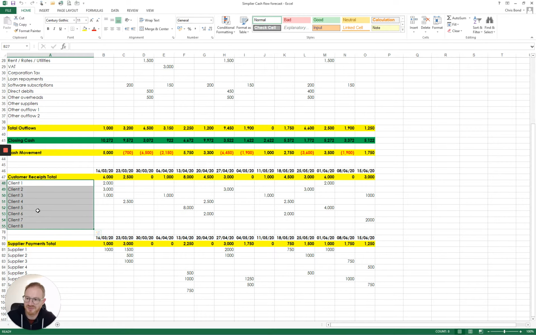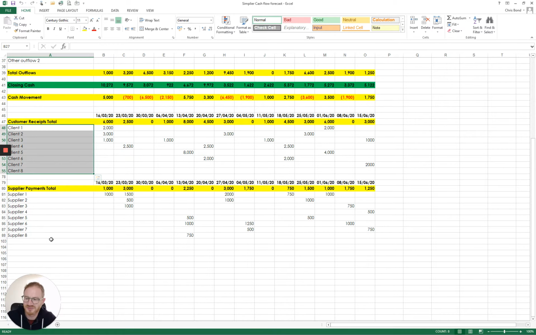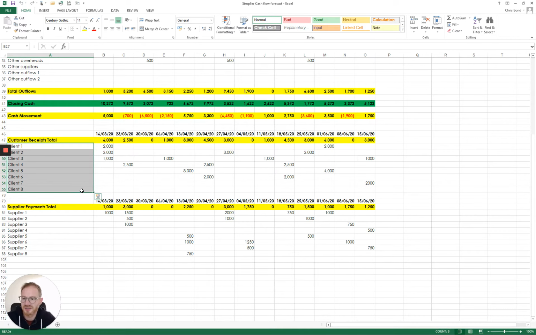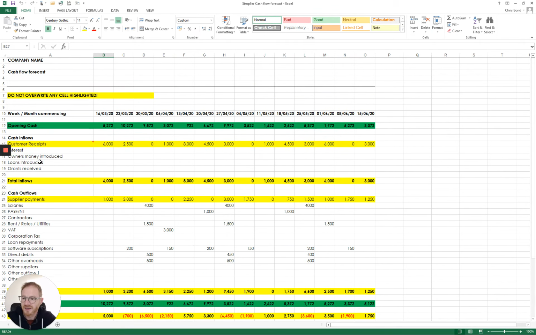Now, it is a very simple one. I've only got 8 customers and 8 suppliers. You'll probably have more. There's a couple of options. You could have a different tab for your customer and supplier receipts, or you could just whack them in a calculator, add them up, and just bang one figure in. It's up to you, really.